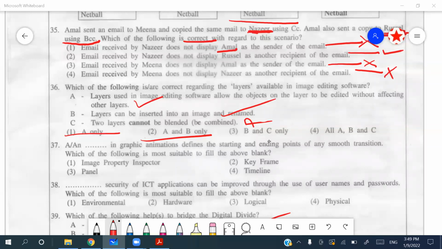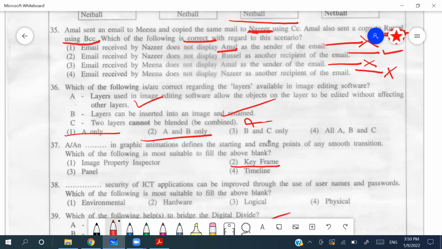Right. So in question 37, they were asking what in graphic animation defines the starting and ending points of any smooth transition. So it is regarding the animation, not the image property inspector, not the panels and not the timeline. If we are talking about a smooth transition, it's always the keyframe. A keyframe in graphic animation defines the starting and ending point of any smooth transition.